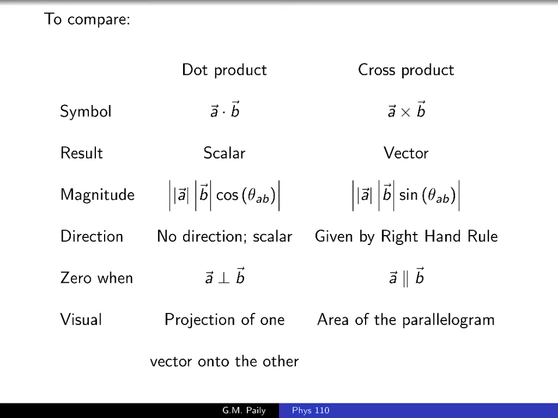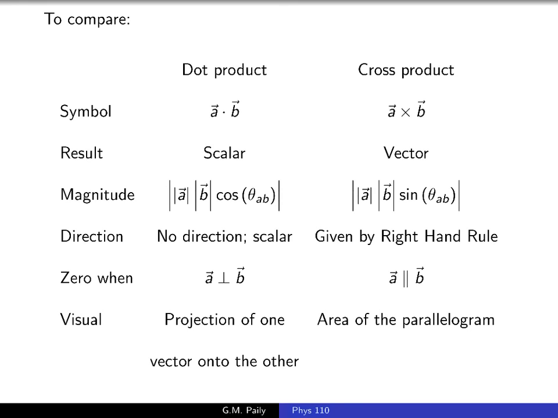Finally, we end with a comparison between the dot product and cross product. First is the symbol. The symbol for the dot product is a dot between the two vectors, and the symbol for the cross product is a times symbol or cross between the two vectors. The result of a dot product of two vectors is a scalar. So the vector nature goes away and you just have a scalar. The result of the cross product is another vector.